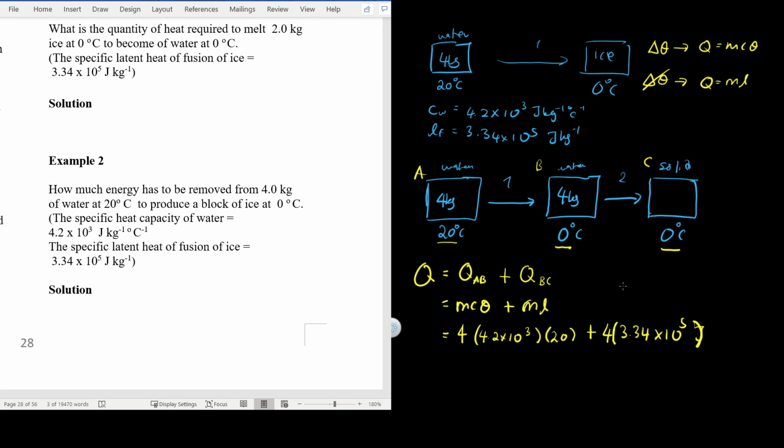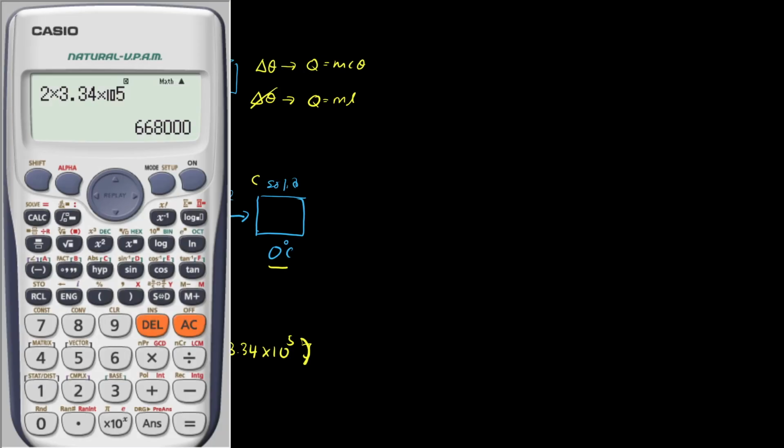So just take out your calculator and calculate using your scientific calculator. The first one is 4 times 4.2 times 10 to the power of 3, times 20, plus 4 times 3.34 times 10 to the power of 5. So this is the amount of heat required to change the 4 kilogram of water at 20 degrees Celsius into ice at 0 degrees Celsius.